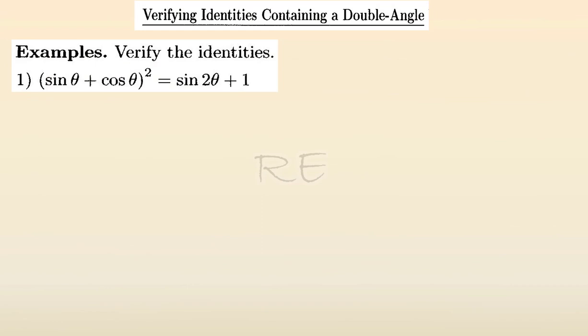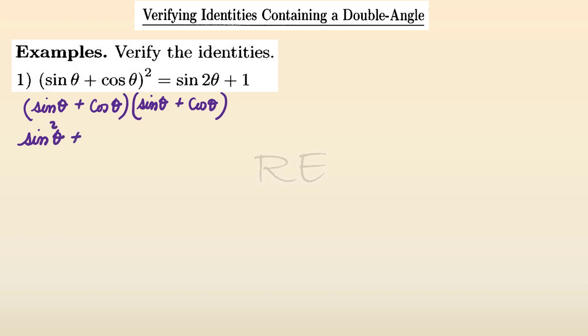Sine theta plus cosine theta squared is equal to sine 2 theta plus 1. Sine theta plus cosine theta squared is equal to sine theta plus cosine theta times sine theta plus cosine theta. We first multiply sine theta by sine theta, sine squared theta, then sine theta by cosine theta, sine theta cosine theta, then cosine theta by sine theta, and cosine theta by cosine theta, cosine squared theta.